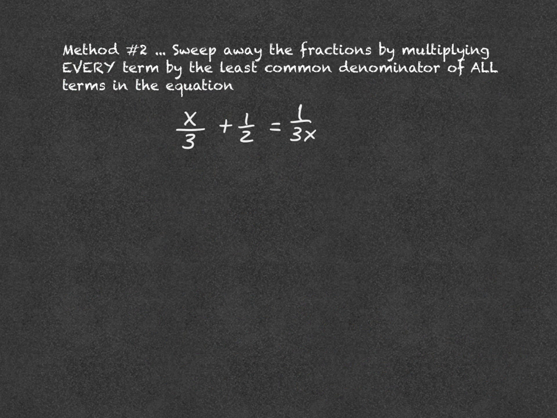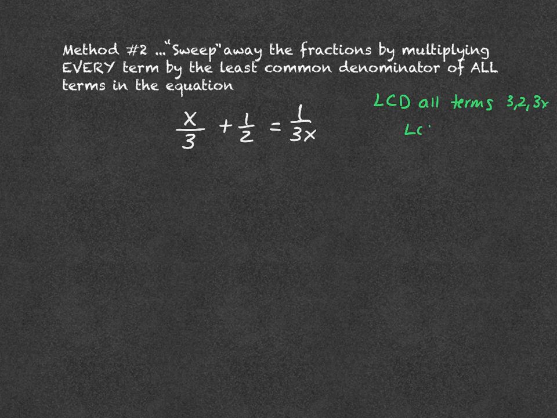So going through the same equation, there is one other method that we can use to solve an equation that has multiple fractions on one side. Method number 2 we like to call the sweep method because we actually get rid of all the fractions. So the first thing we would need to do for this method is identify the least common denominator of all terms. So 3, 2, and 3x, the least common denominator of all of those terms, I believe would be 6x. So we're going to multiply every term by 6x. And if it helps us with a fraction, 6x over 1.